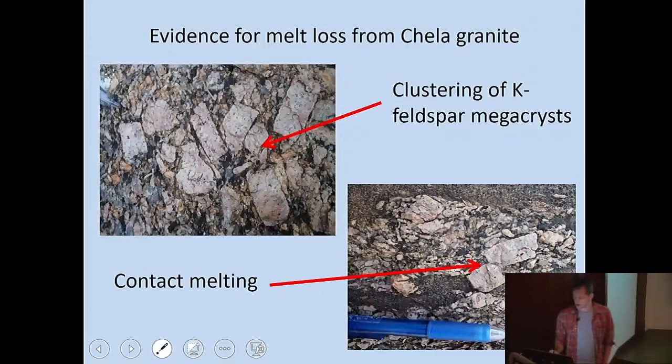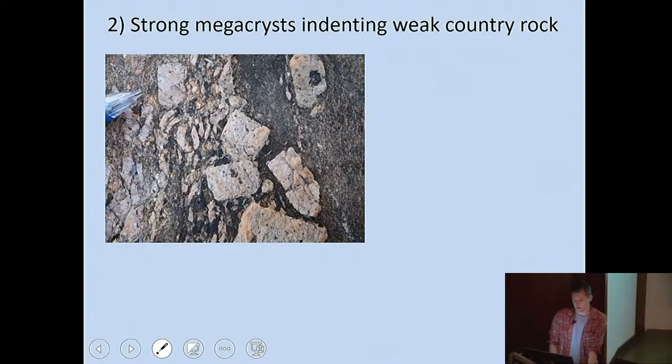Likewise, in places where megacrysts in the granite impinge at high angles, we have these curved grain boundaries between crystals. Again, indicative of pressure solution processes, where there is melting of grains and the loss of this melt from the granite system. So there's melt loss from the granite, and also melt loss from these conduits which were intruding weaknesses in the country rock. So melt loss is one way in which these megacrysts were transferred to the country rock to produce xenocrysts.